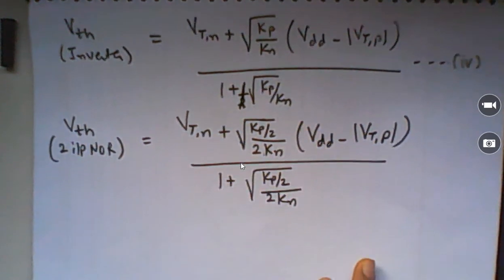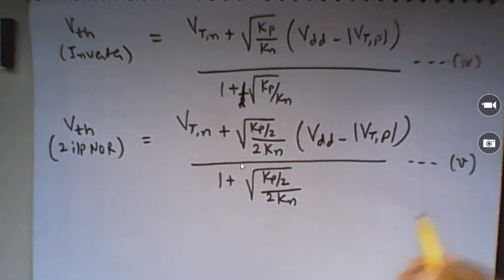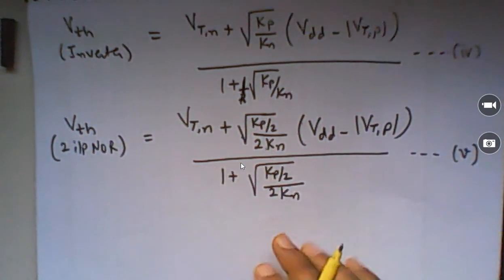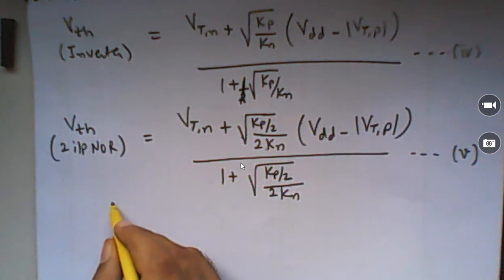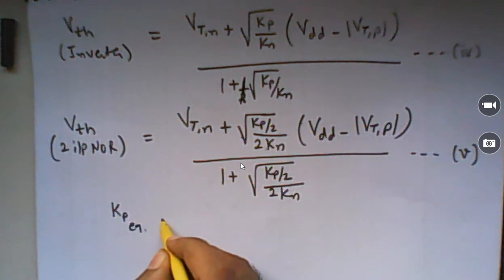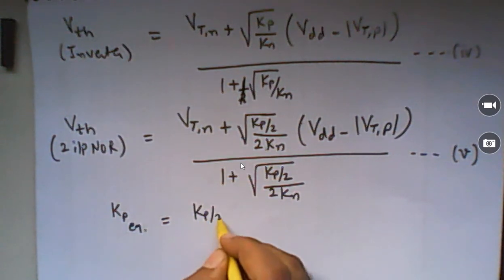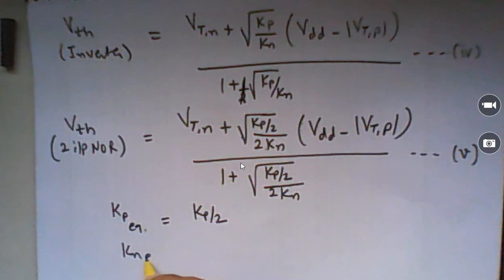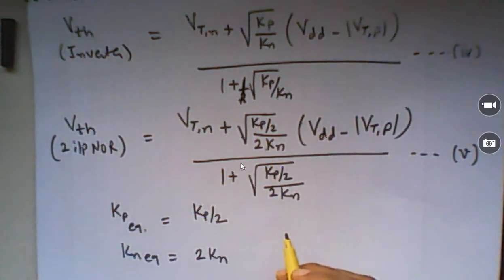So if we compare both the equations, the 2 input NOR gate threshold voltage with the inverter threshold voltage, we can see the equivalent Kp is Kp by 2, and the equivalent Kn is equal to 2 Kn.